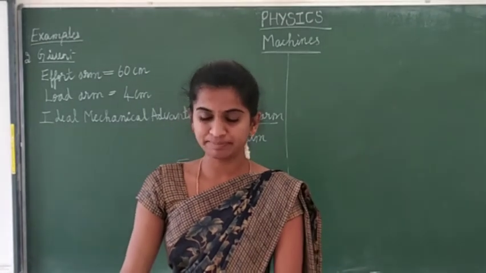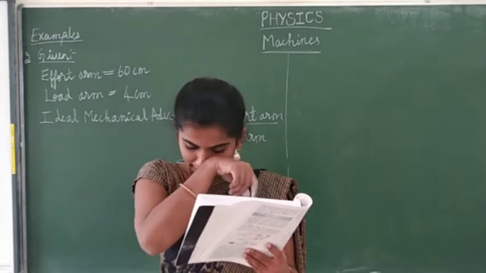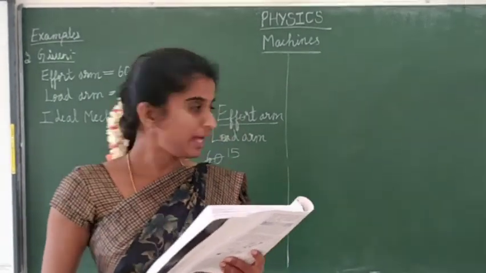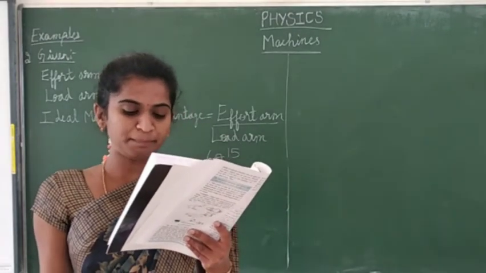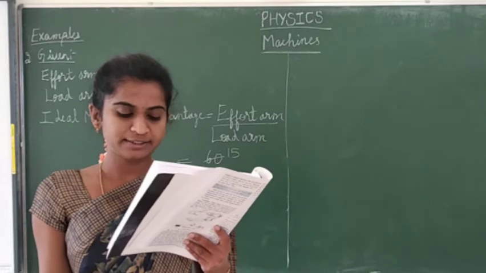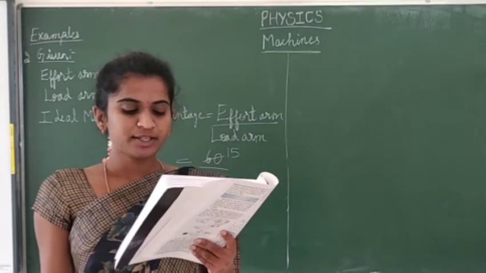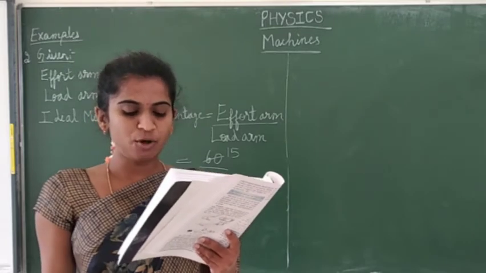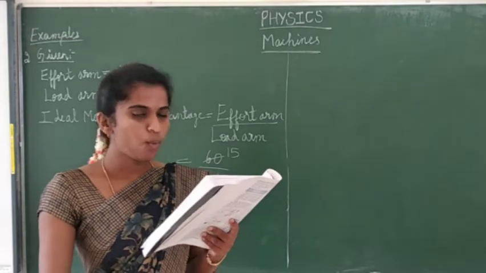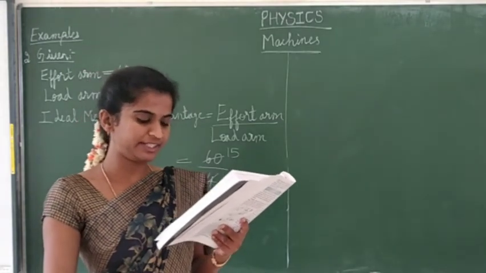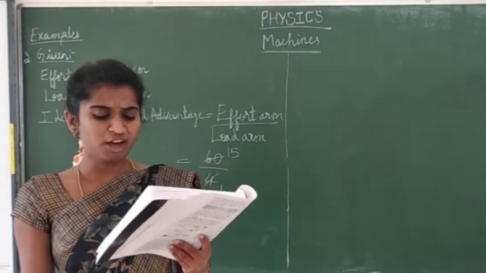The third question: draw a simple diagram of a first order lever and mark on it the fulcrum F and the points of application of load L and effort E. Name the class of lever, that is the first question. And the second question is, if load arm is 15 cm and effort arm is 5 cm, what is its mechanical advantage? The first thing is we should draw the diagram of a first order lever.